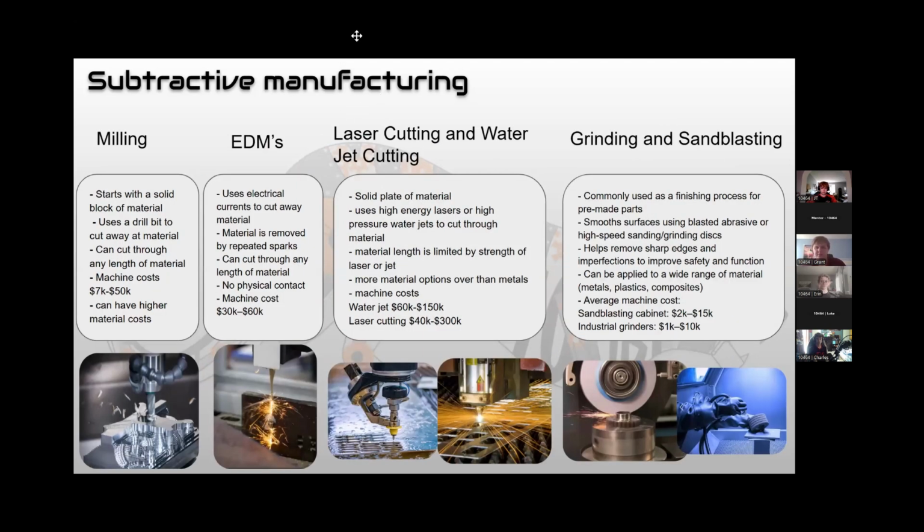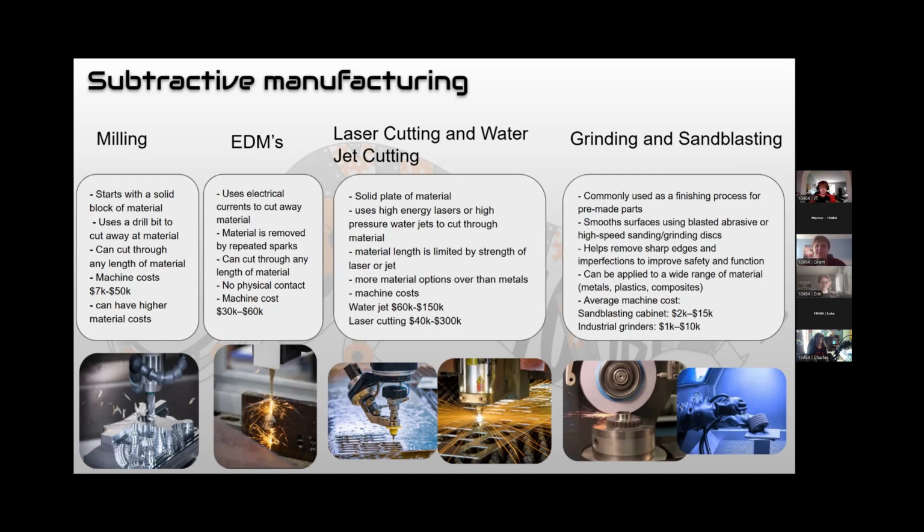So these are the few ones. I grouped them into some similar categories. I've got four main categories here. I'm going to start with milling. Instead of a plate, this starts with a whole block of material. And then you can see it uses a drill bit that slowly shaves away at the material using CNC, using some CAD file you have. It can cut through any length of material as long as you have the right drill bit that'll cut deep enough.